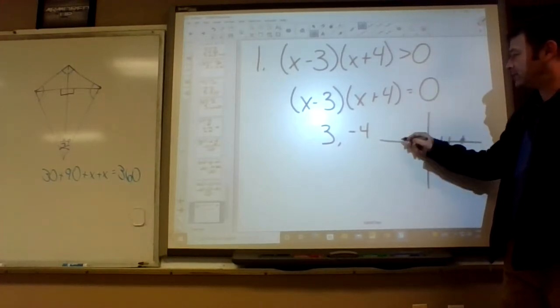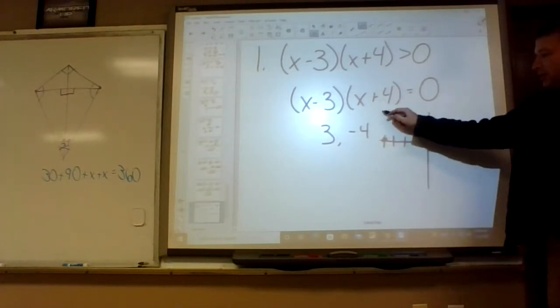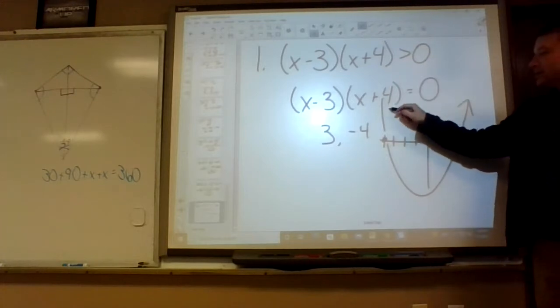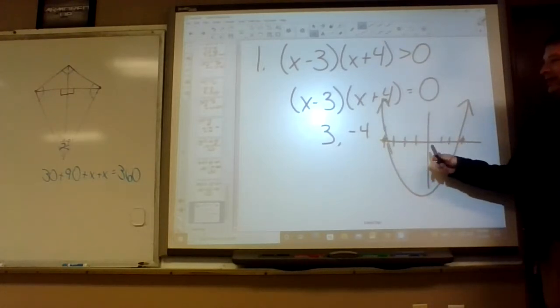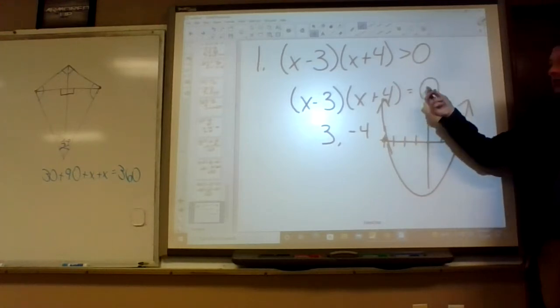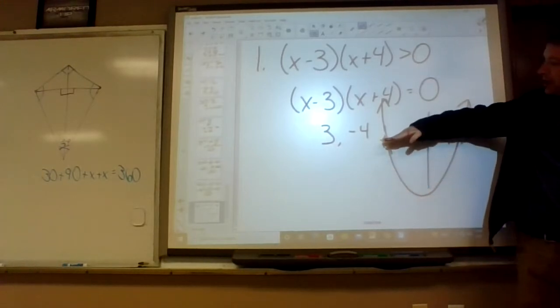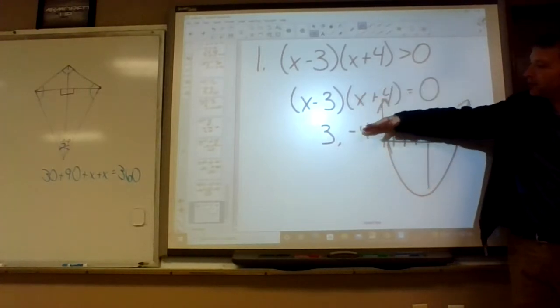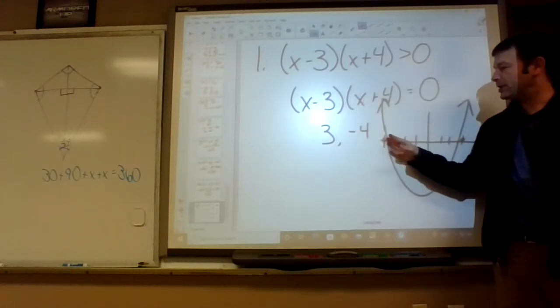So if 3 and negative 4 is where it equals 0, it's where it crosses the x-axis. So the graph would look something like this, just a rough sketch. But it's not an equation. It doesn't equal 0. It's supposed to be greater than 0. So where is the graph greater than 0? The graph is greater than 0 where it's above the line. So where does that happen?